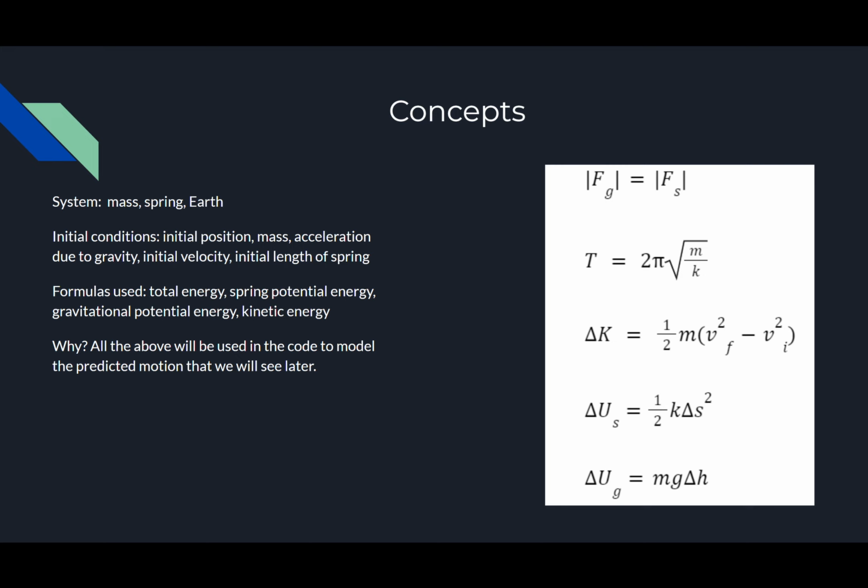Now that we have our conditions, we can use the energy principle to conclude that the total change in energy will be zero, since the system is the mass, spring, and Earth. Other formulas we will use will be that of the spring potential energy, gravitational potential energy, and kinetic energy. These will be used in the GlowScript model to model the predicted motion that we will see later.